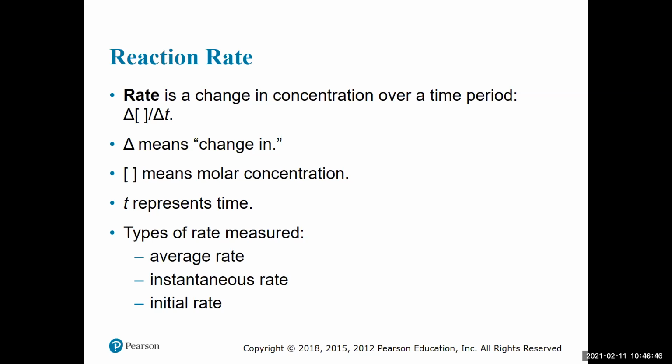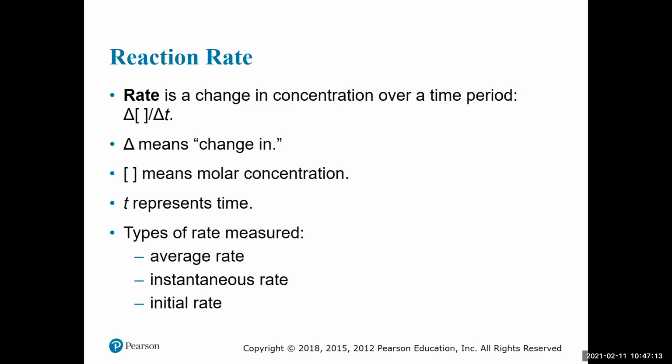And so all we're saying is, how is the concentration of whatever it is, and it can be a reactant or a product, how is that change in the concentration of that compound changing over a certain amount of time? And so there's typically three ways that we talk about reaction rates. We talk about an average rate.